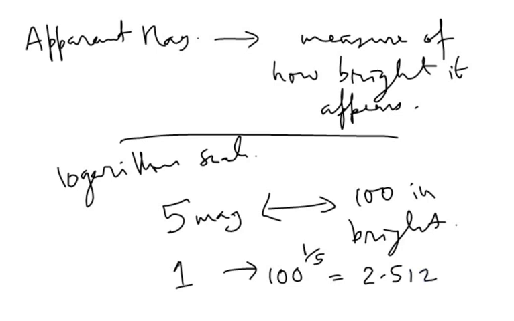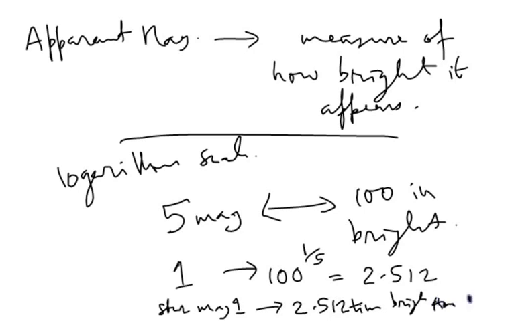So a star having magnitude 1 is 2.512 times brighter than a star of magnitude 2. Okay, so this is what we mean to say. So this is how we are defining the scale right now. Now let us move forward.